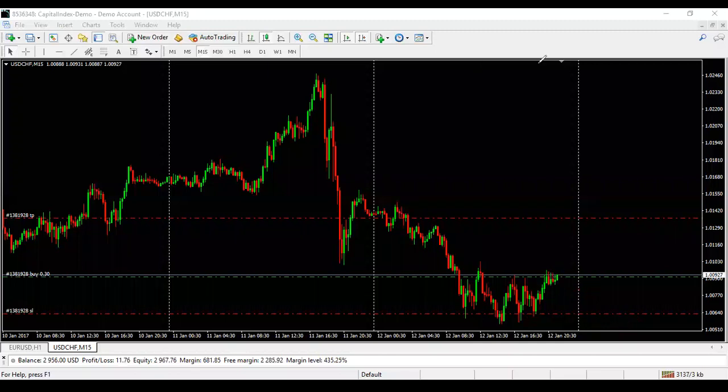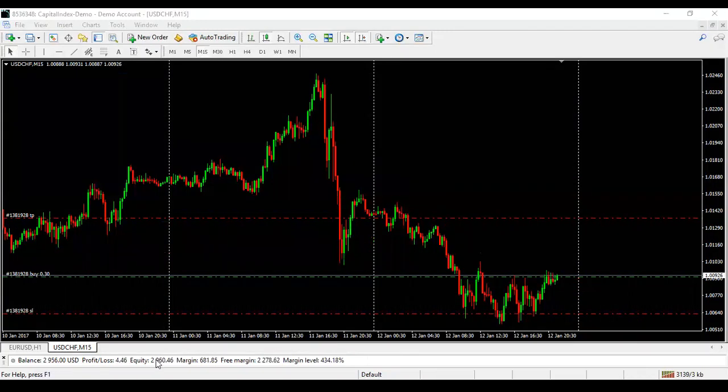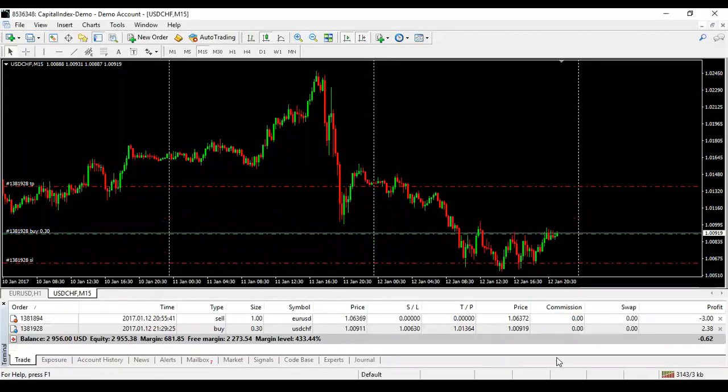So here we go. All right, I think this trade has already moved into profit. Let's just quickly see. Okay, as you can clearly see that USD CHF is now in profit. Okay, I was guessing, guys. I'm not that good.